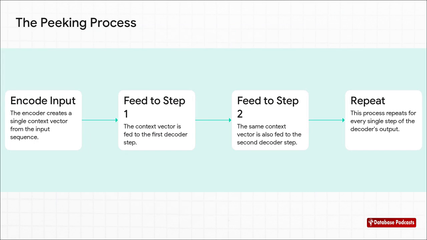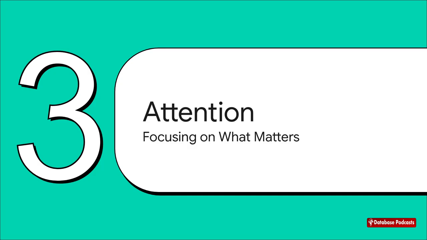This whole process basically gives the decoder a cheat sheet. That context vector is the summary of the original request. So instead of just getting it once and having to remember it, we let the decoder keep it on its desk the entire time it's working. It's a constant reminder that ensures it never loses sight of the main idea. Okay, so we've boosted speed and we've improved context.